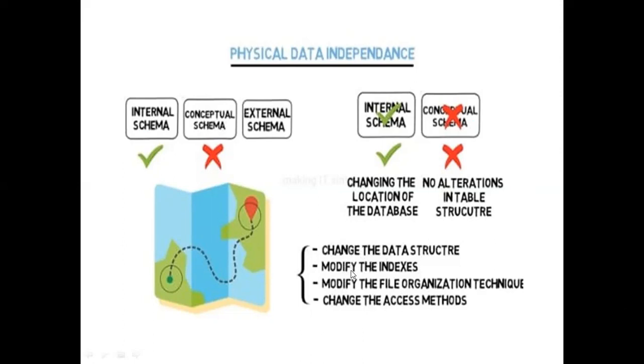Similarly, if we change the data structure, or modify the indexes, or alter the file organization techniques, or make any changes in the access method, these all take place at the internal schema, but they are not going to affect the conceptual schema. These changes are carried out at the physical level but do not affect the logical level. That's the way it is achieved by physical data independence.